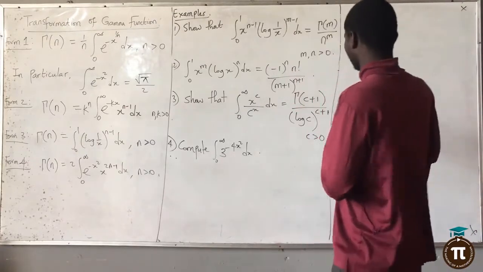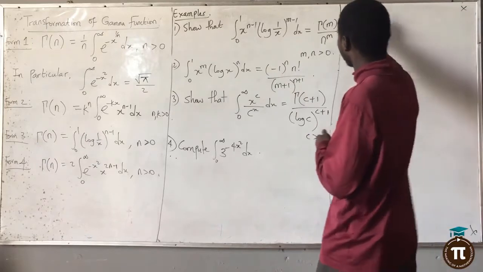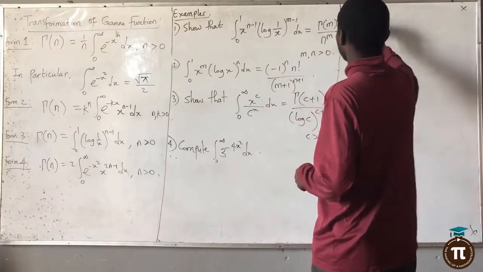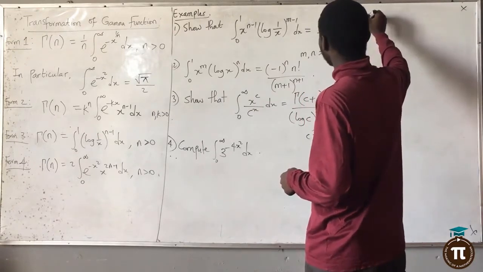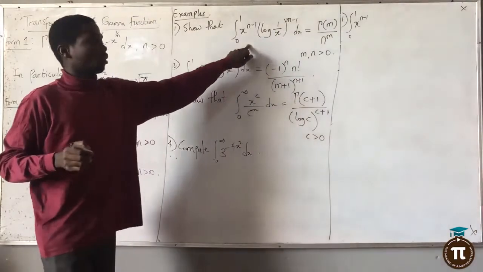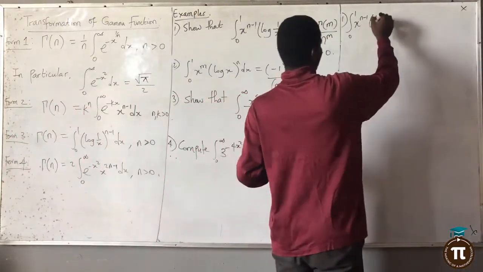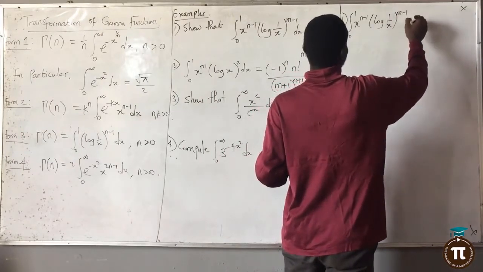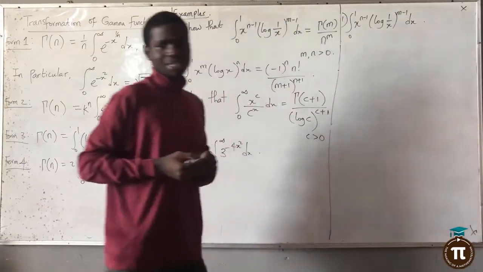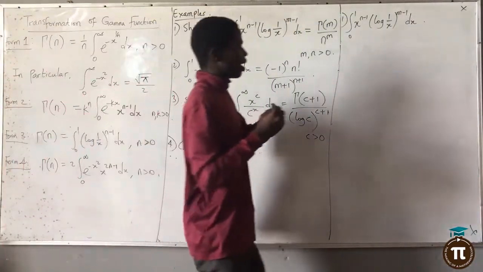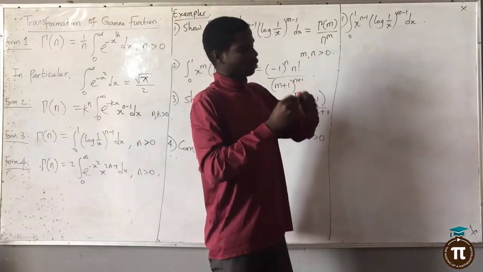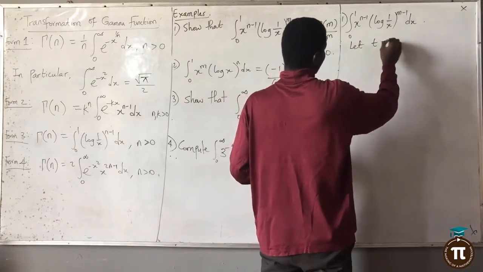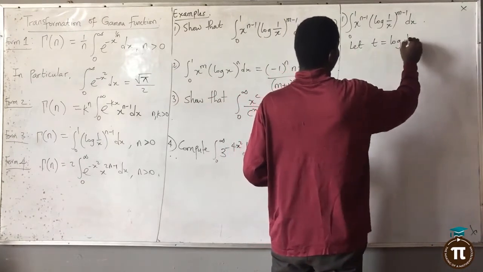So number 1, integral from 0 to 1 of s raised to the power of n minus 1 of log 1 over s raised to the power of n minus 1 ds. So this is what I'm going to do. I will let t be equal to log 1 over s.